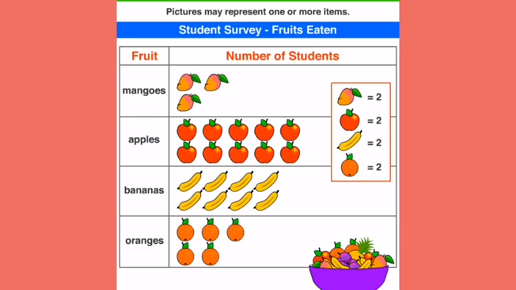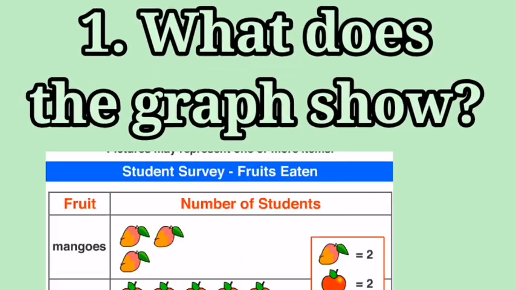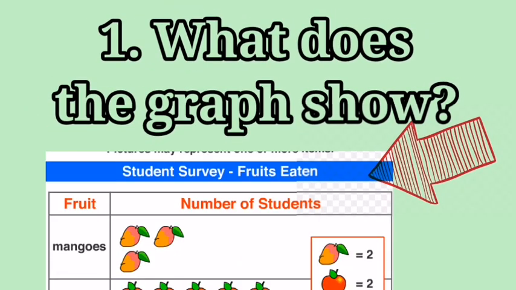I have here another example of a picture graph. In this picture graph, you can see pictures of different fruits, such as mangoes, apples, bananas, and oranges. Each picture of fruit represents 2 students. So now, let's answer the questions. What does the graph show? Look at where the arrow is pointing. This picture graph shows the fruits eaten by the students.